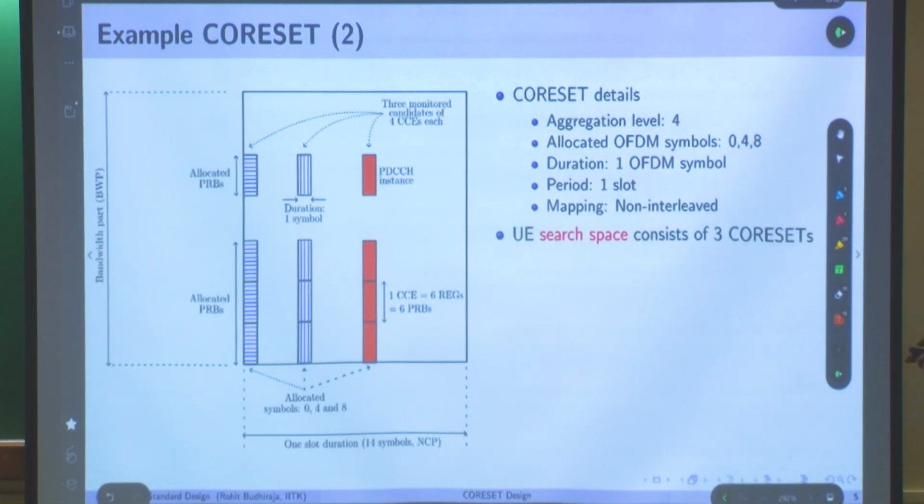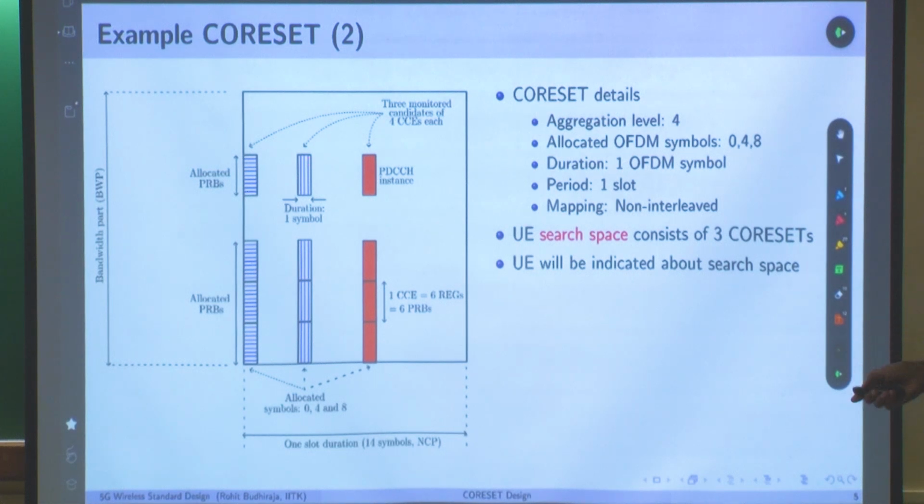Now you see this UE search space consists of 3 Coresets, 1, 2 and 3. Correct? So that's how we are defining it, that for this particular UE, this is your search space. And it is defined at aggregation level 4. So UE will only search at an aggregation level of 4. That's what this particular UE has been told. And UE will be indicated about the search space, so UE will know that this is your search space. How is it told? We'll talk about it later. But as of now, we assume that UE knows this search space.